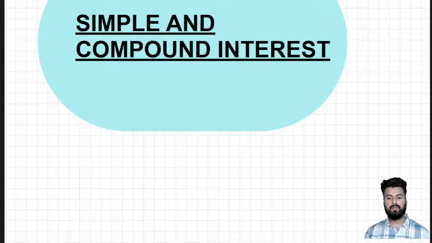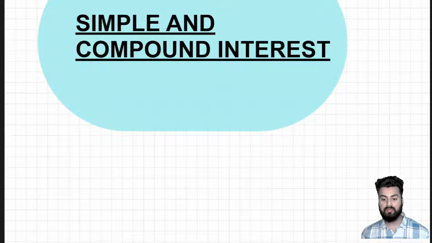Hello everyone, I welcome you all to the second lecture on the topic simple and compound interest, where we are going to understand how compound interest actually works. And also we are going to see why compound interest is different from simple interest. So we are going to learn the salient features of compound interest in this particular lecture.